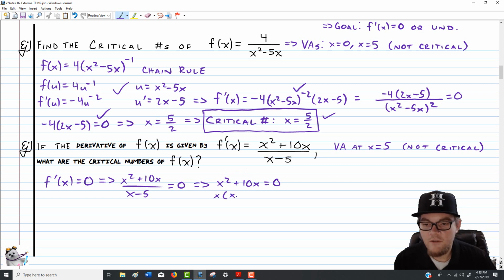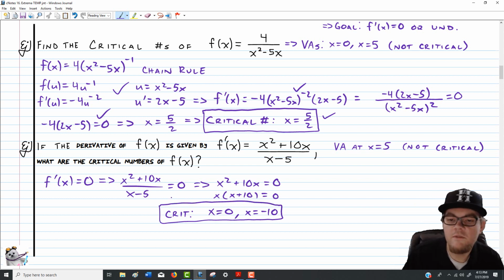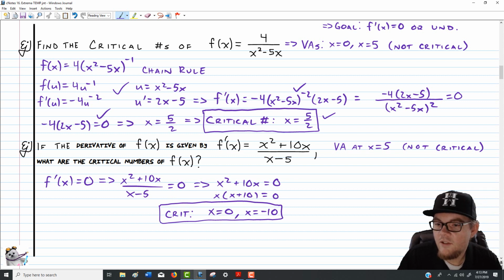So doing a quick little factoring here, we get x times (x plus 10) is equal to 0. And that means that we have, it looks like, two critical numbers: x equals 0 and x equals negative 10. And again, the cool thing about this particular problem is we don't even know what f of x is. In fact, getting to f of x would be pretty challenging. But at the same time, we didn't need to, because we know that a critical number is when the derivative is equal to 0 or undefined. And that's enough information for us to proceed forward and find some critical numbers.